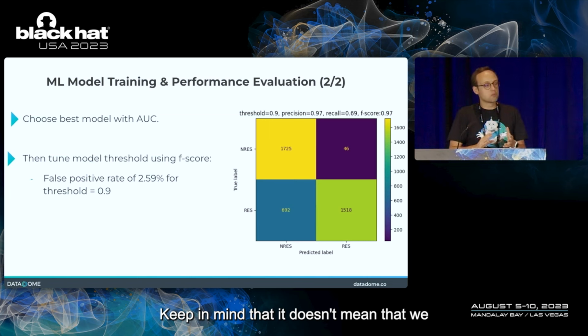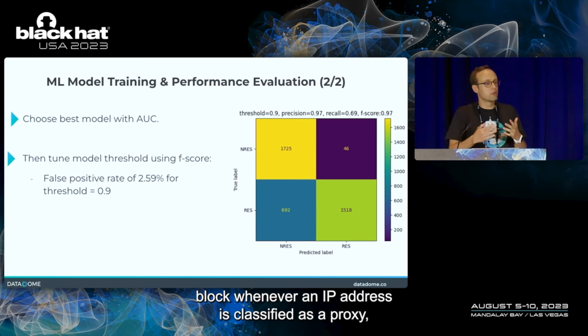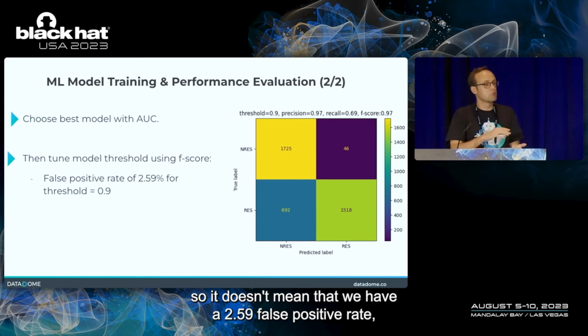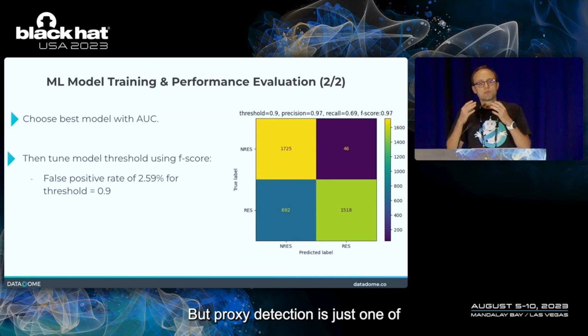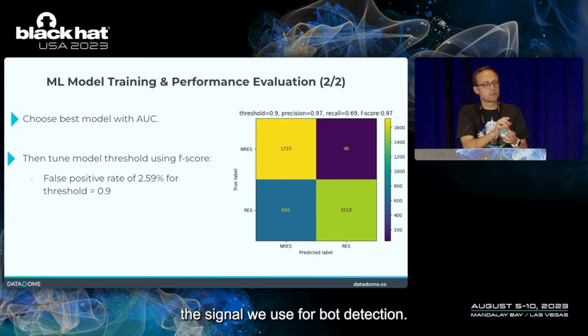Keep in mind that it doesn't mean that we block whenever an IP address is classified as a proxy. So it doesn't mean that we have a 2.59% false positive rate. Just the classification model has this false positive rate. Proxy detection is just one of the signals we use for bot detection. It's not the only one.